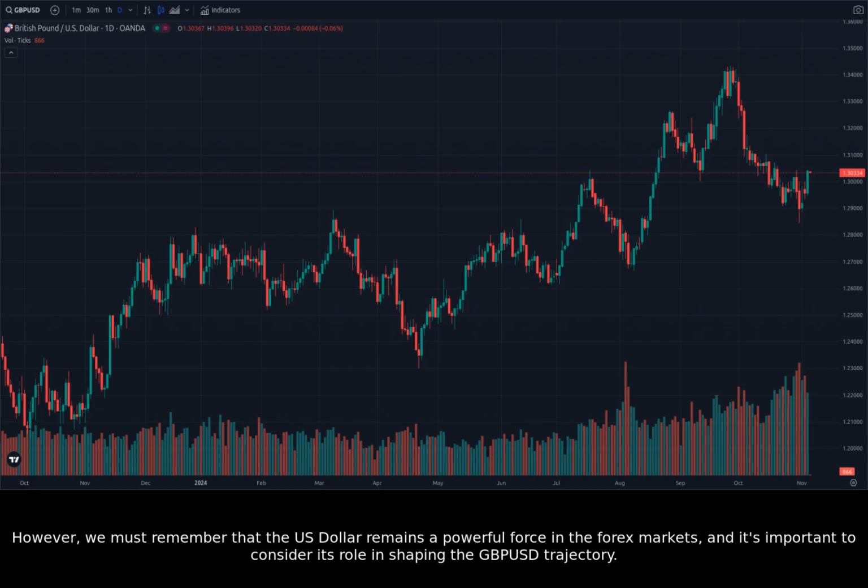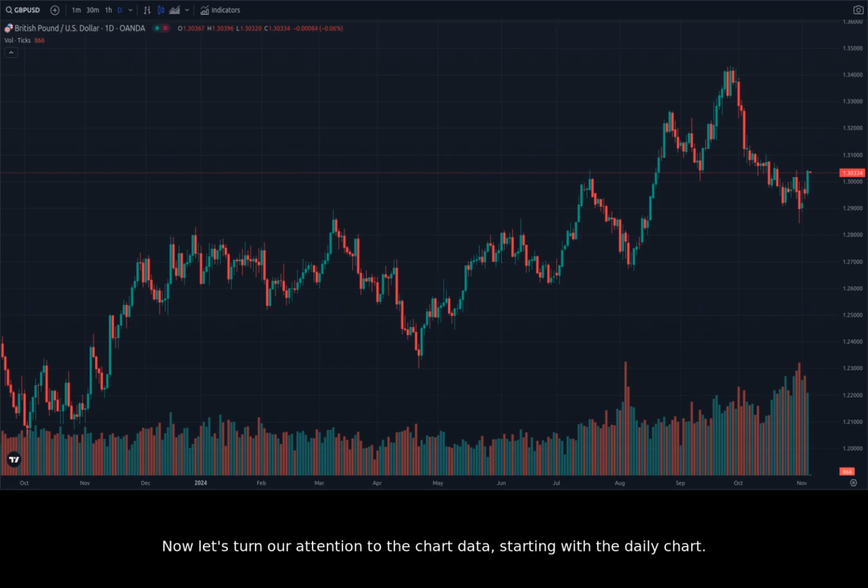However, we must remember that the US dollar remains a powerful force in the Forex markets, and it's important to consider its role in shaping the GBPUSD trajectory. Now let's turn our attention to the chart data, starting with the daily chart.